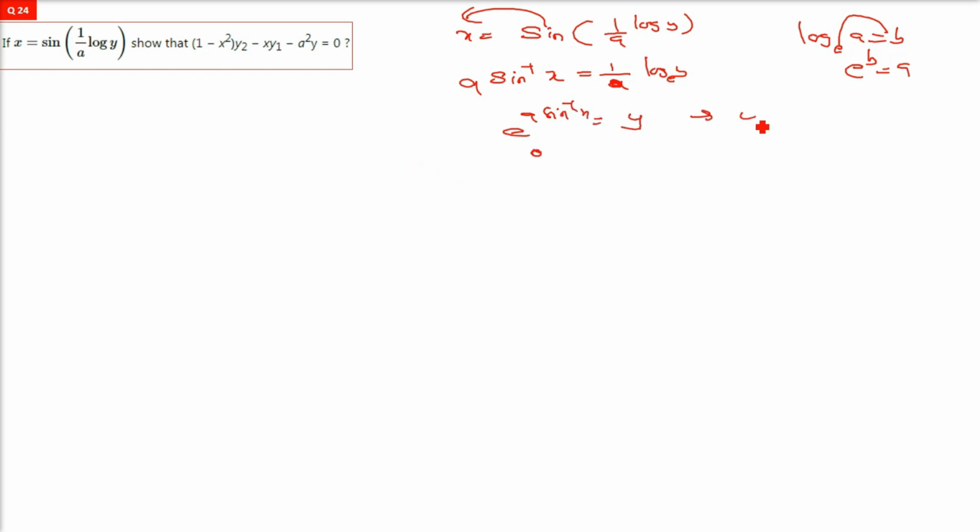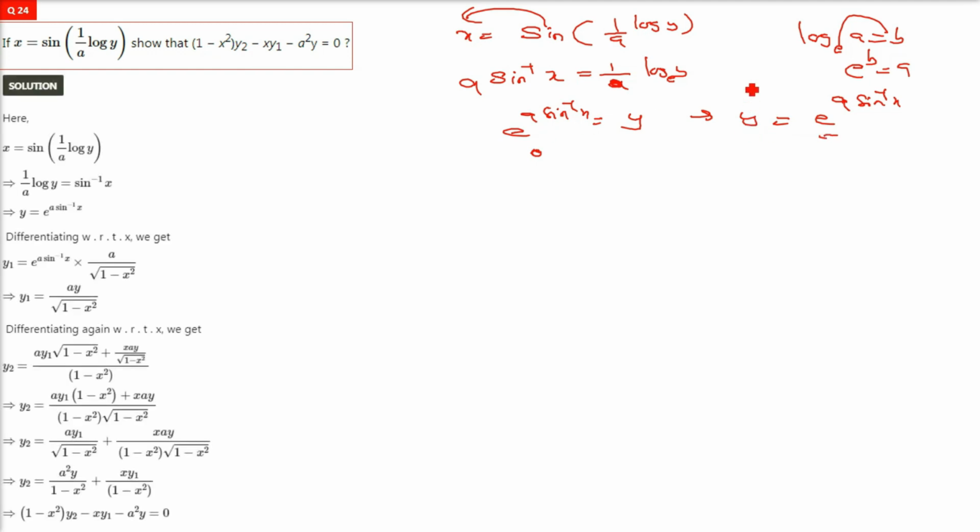So when you have y equals e raised to a sine inverse x, we have already done a question like this, and you know how to get this. If you go to question number 20, 21 and the question before that, this kind of question has already been done. So first you have to find out y using all the rules you have. Then y1: the differentiation of e to the power anything will be that thing only.